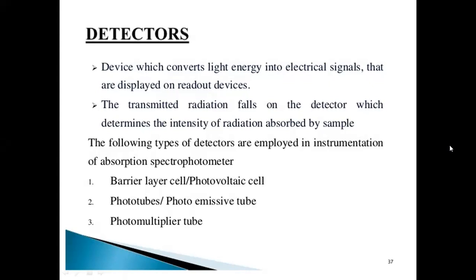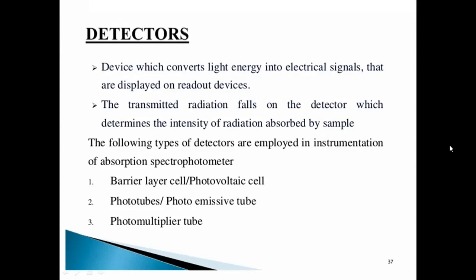So the transmitted radiation falls on the detector, which determines the intensity of radiation absorbed by the sample. How much energy is absorbed, how much energy is transmitted. The same notification is done by the detector system. The detector system used in the instrumentation of UV visible spectrophotometer is of different types.